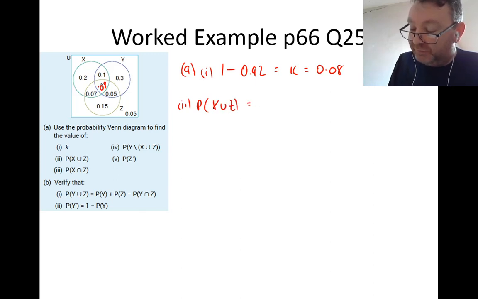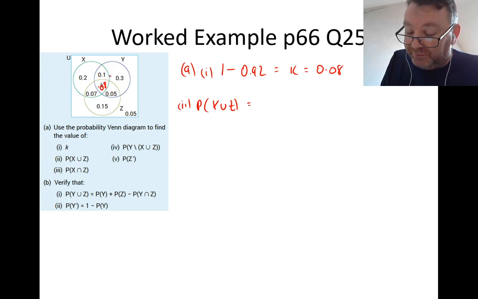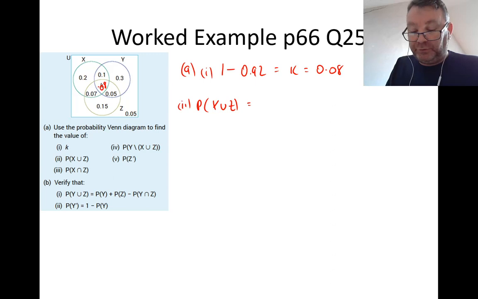Now, probability of x union z. So just go and have a look. What's x union z? X there, union z. So it's everything in those two circles. Now you could use the rule if you want, or you could just use the diagram. It's everything inside those two circles. So that becomes 0.2 plus 0.1 plus 0.07 plus 0.08 plus 0.15 plus 0.05, and that comes out as 13 over 20 or 0.65. You can give the 13 over 20 back if you want to, but 0.65 is in line with the decimals in the question.